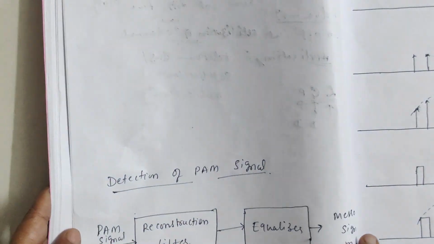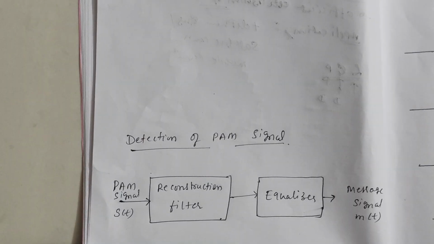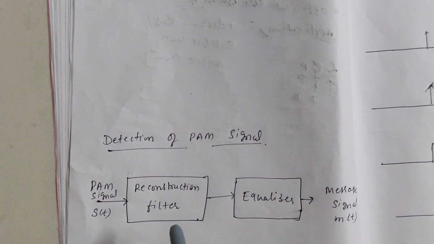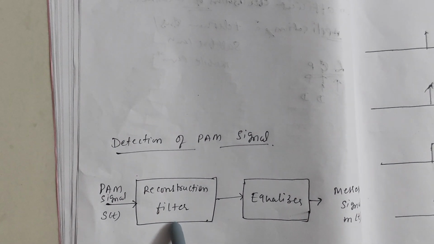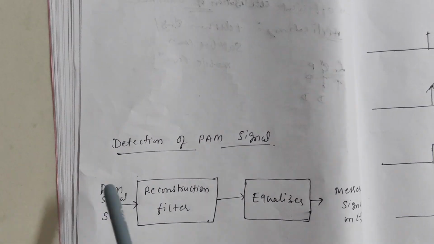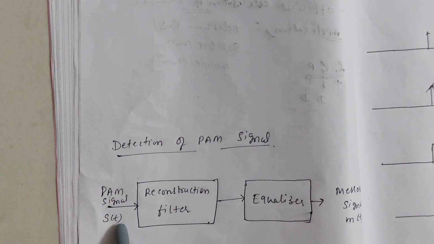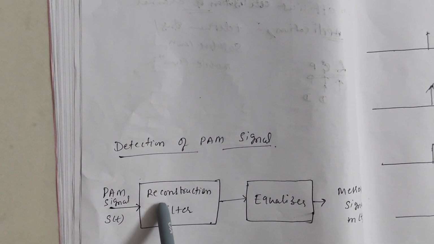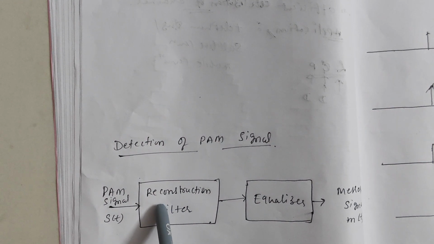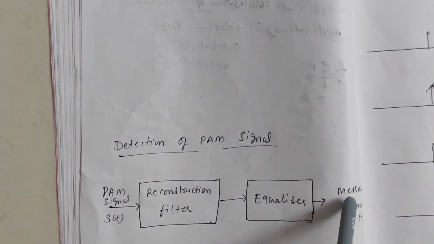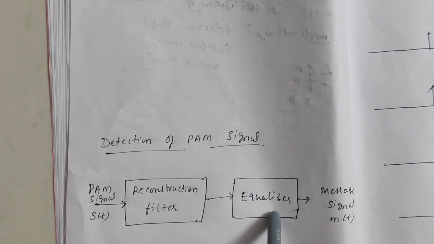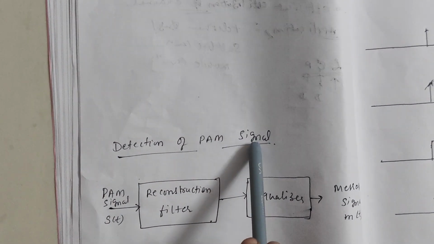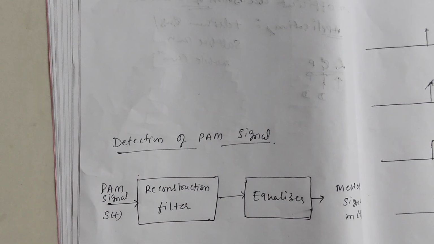Now let us see the demodulation, or detection, of the pulse amplitude modulation. So how do we do the demodulation of pulse amplitude modulation? We need a reconstruction filter and an equalizer. The pulse amplitude modulated signal is given as input to the reconstruction filter. The reconstruction filter will recover the original message signal, then it is given to the equalizer. The function of the equalizer is to equalize the pulses. Then finally we get the original message signal. This is the demodulation or detection of the PAM signal.